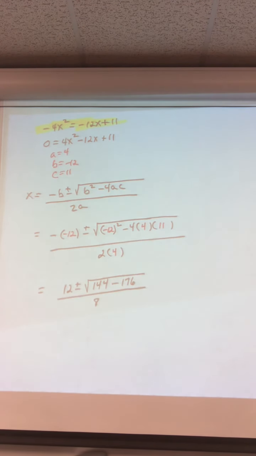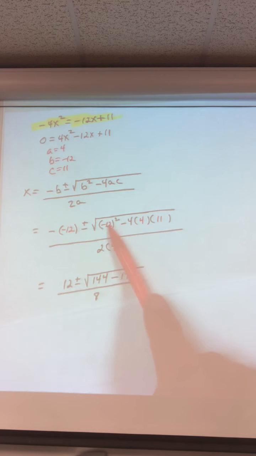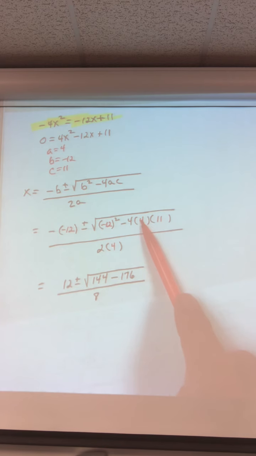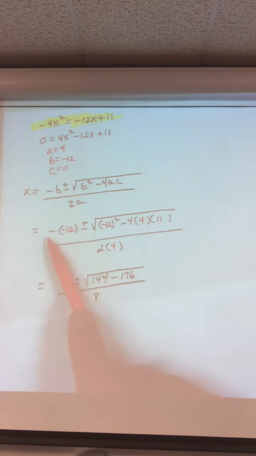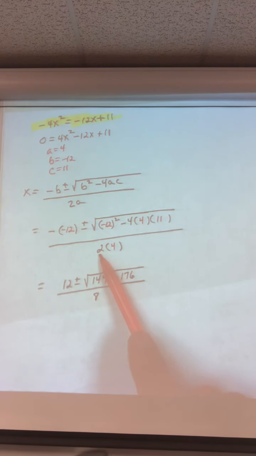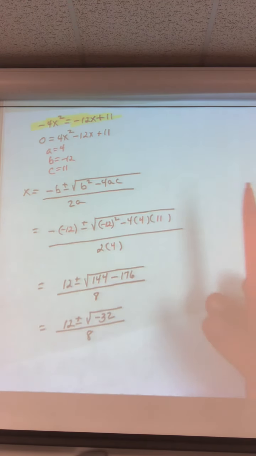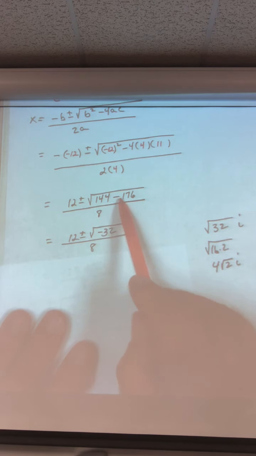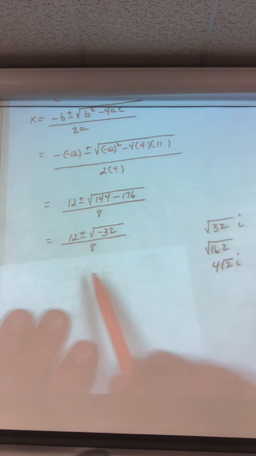All right, order of operations. Negative 12 squared is negative 12 times negative 12, which is a positive 144. Minus 4 times 4 is 16. 16 times 11 is 176. All right, right here, double negatives gives you a positive. All over 2 times 4, which is 8. All right, then subtract the two numbers. 144 minus 176 is negative 32.